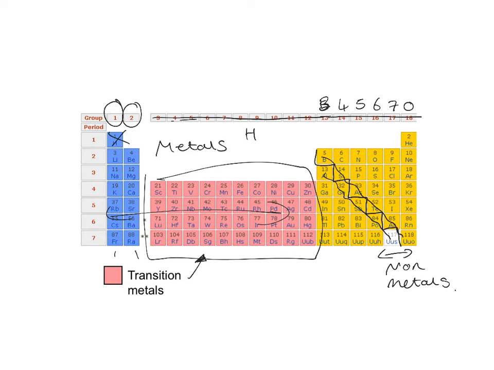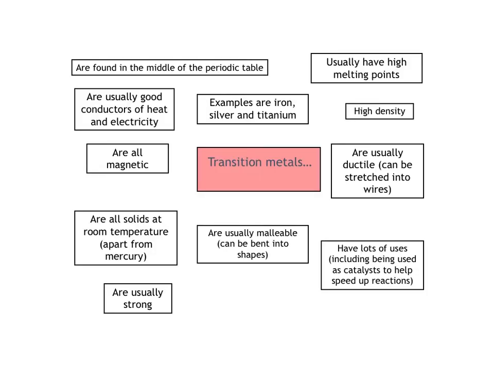So the transition metals are the bit in the middle between group 1, group 2 and group 3. So these are things that you need to know about transition metals. Pick out the ones that stay in your mind. Don't write them all down because you're never going to remember them all, but pick the ones that stay in your mind, okay? So they're all magnetic. That's a nice easy one to remember. Every single transition metal is magnetic.